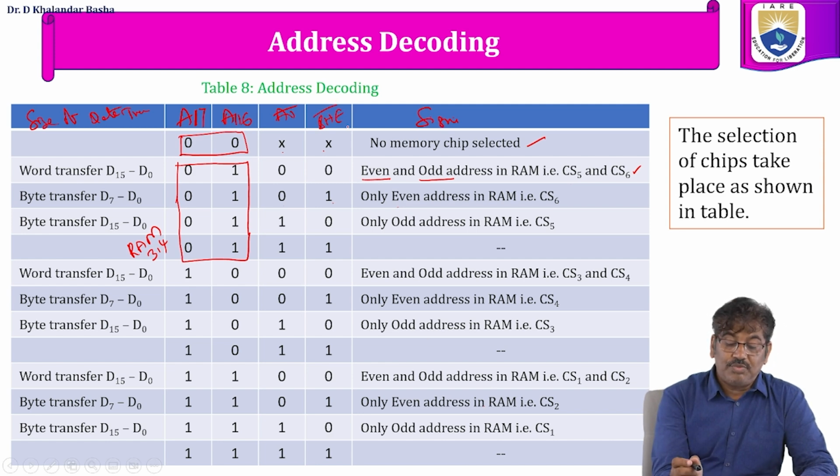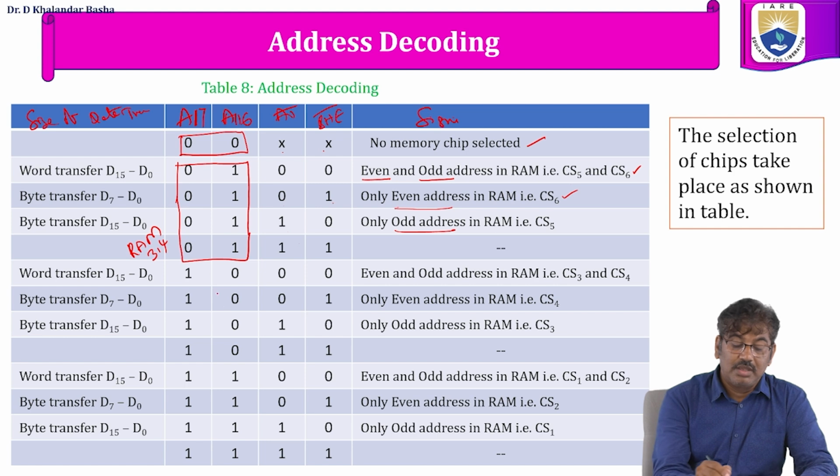So when BHE bar is equal to 1, it indicates the lower 8 bits, and A0 bar is equal to 0, that means it indicates even address. So which selection will take place? Chip select 6. 10: 1 indicates odd address, 0 indicates upper 8 bits. 11, it is not valid. So no memory chip will be selected here.